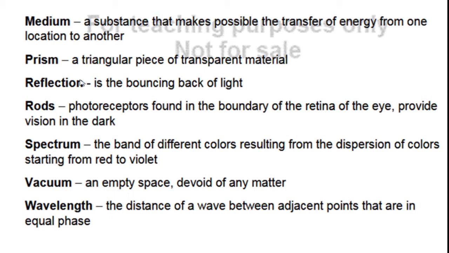We have the word reflection, the bouncing back of light. Rods, the photoreceptors found in the boundary of the retina of the eye, provide vision in the dark. And we have the word spectrum, the band of different colors resulting from the dispersion of colors starting from red to violet. Vacuum, an empty space devoid of any matter. And the last one is wavelength, the distance of wave between adjacent points that are in equal phase.